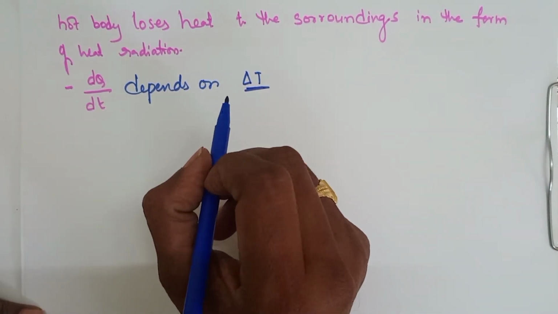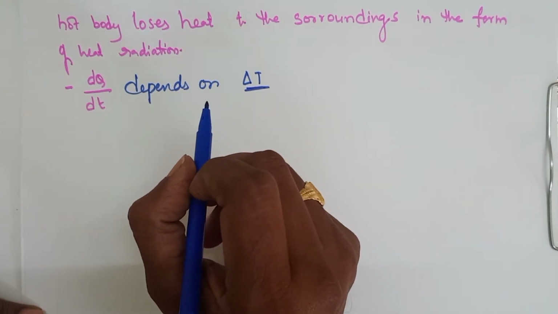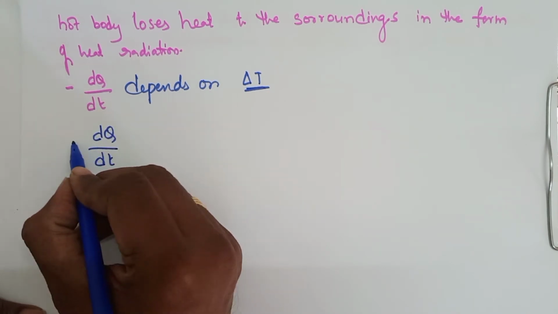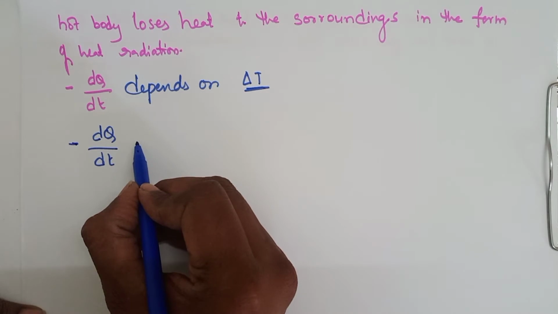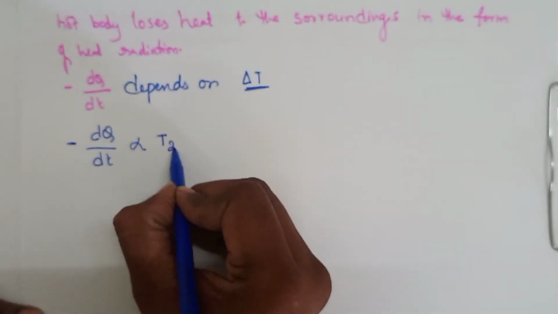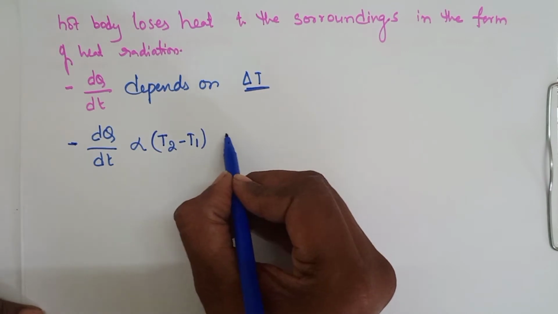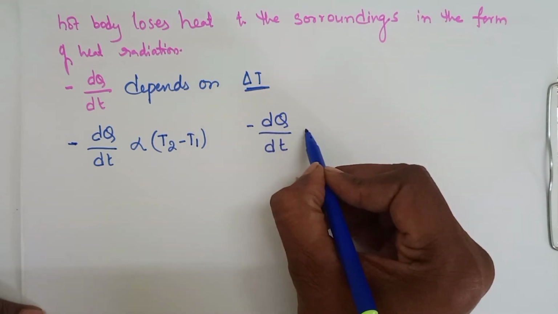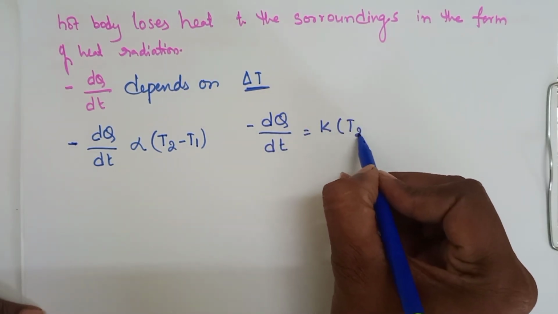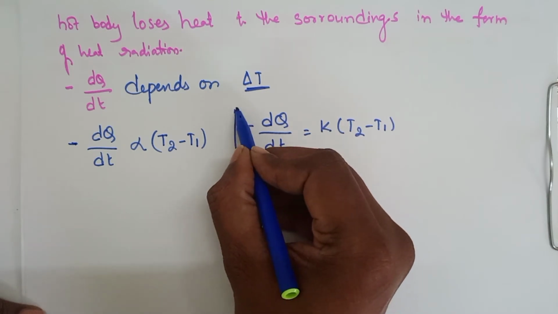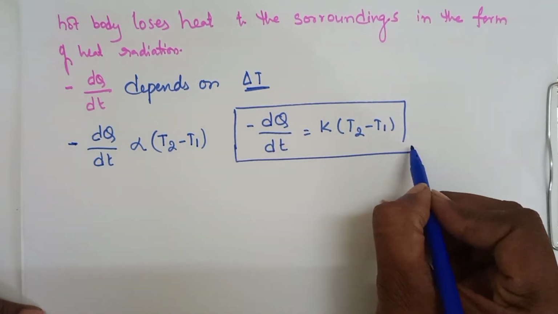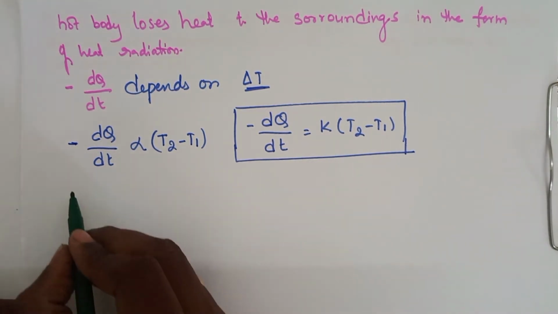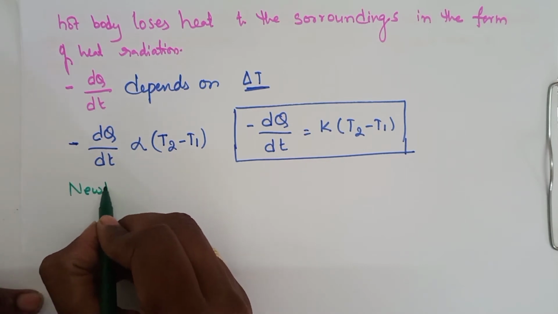Newton was the first one who developed this. How? dQ by dt, the loss of heat mentioned with a negative sign, is directly proportional to T2 minus T1. So you can write it as minus dQ by dt is equal to k into T2 minus T1. Right. How do you write this as Newton's law of cooling?